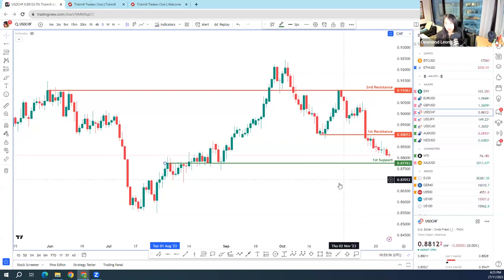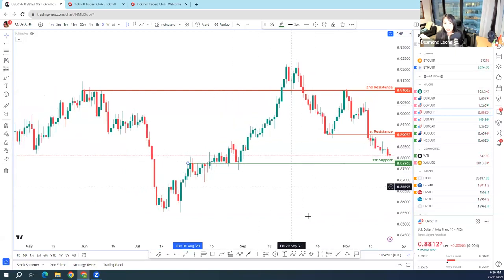So I think it'd be good if you can try drawing some support and resistance lines. Slowly you can train your eyes so it'll be easier to spot. So for a start, just look for the high here. For this second resistance, it's quite easy to spot. So this is a low of the price, and then you swing high.